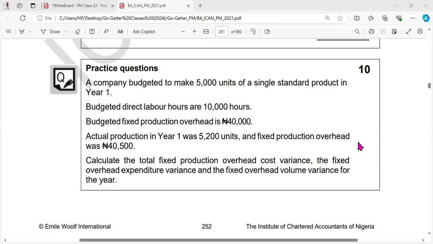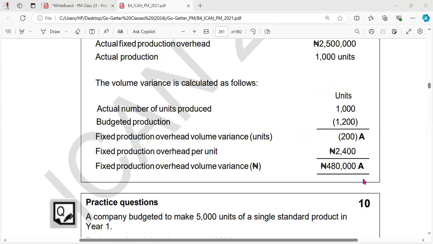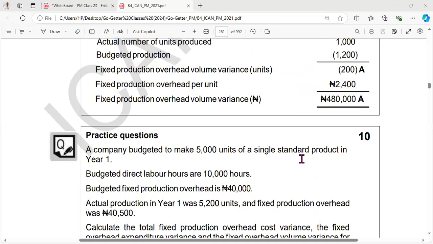All right. So now that we've seen this as our variance, volume variance, we've seen the formula. We are going to make a list of all the formulas that we have done.